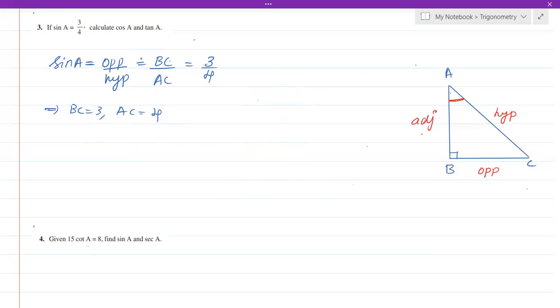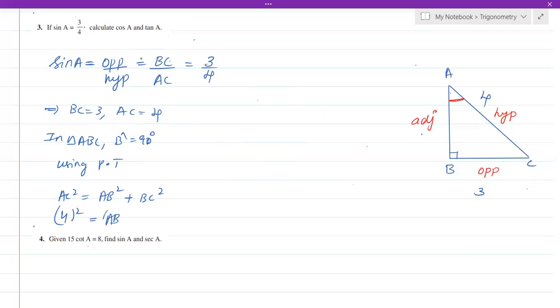Okay. Now, so we got to know the value of BC is 3 centimeter or whatever units, and AC is 4. Okay. Let's find AB using the Pythagoras theorem. So in triangle ABC, angle B is 90 degrees. So using Pythagoras theorem, we get AC square is equal to AB square plus BC square. AC is 4. So 4 square is equal to AB square, we have to find it.